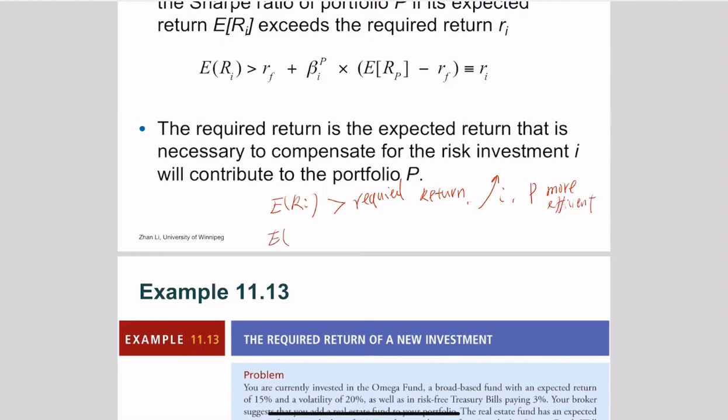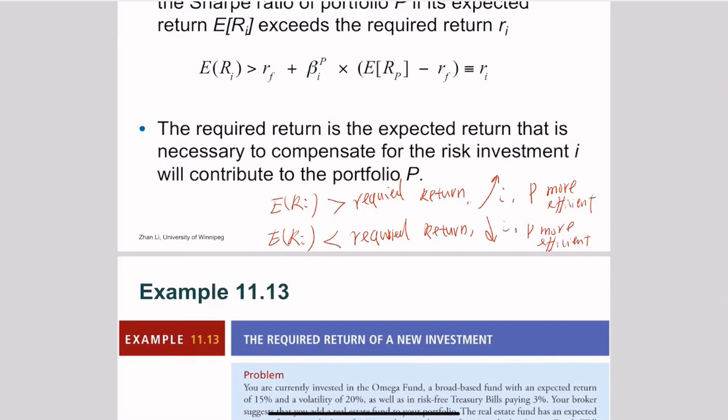And if the expected return of investment I is smaller compared with required return, in this case, you would reduce your investment or your money in investment I. In this case, P would be more efficient. I just want to give you a simple intuition why this would hold.